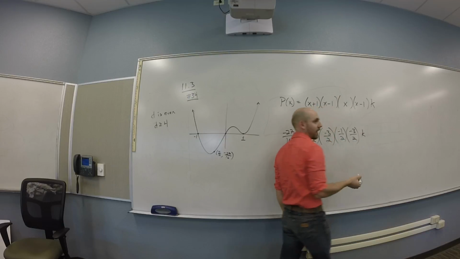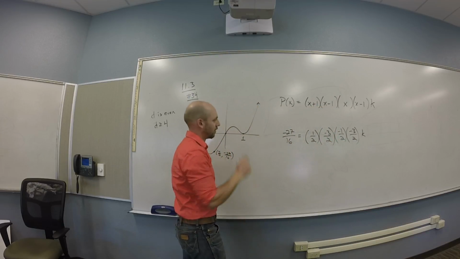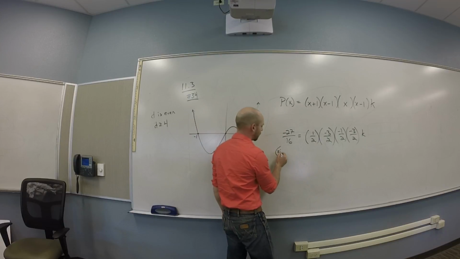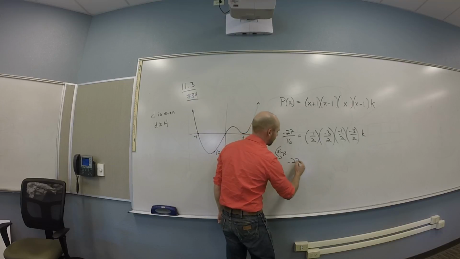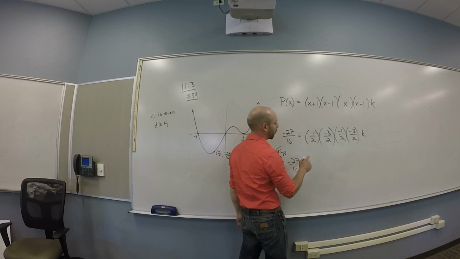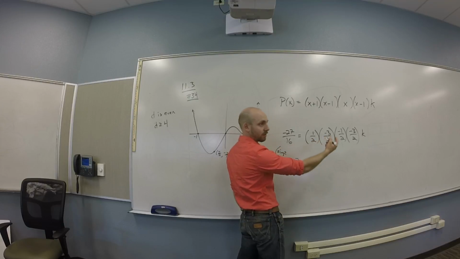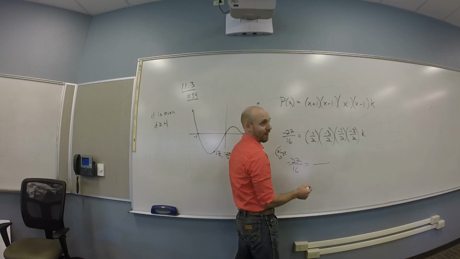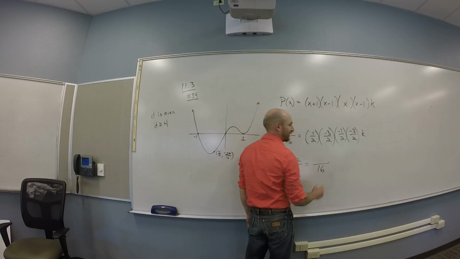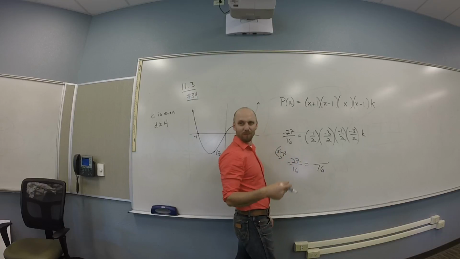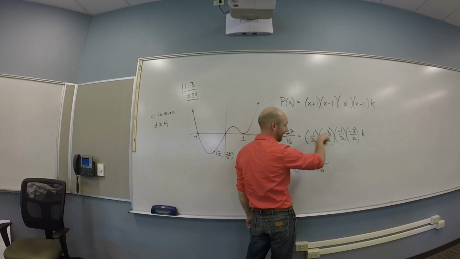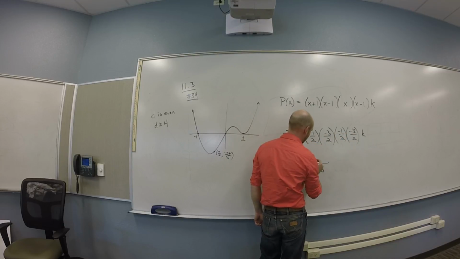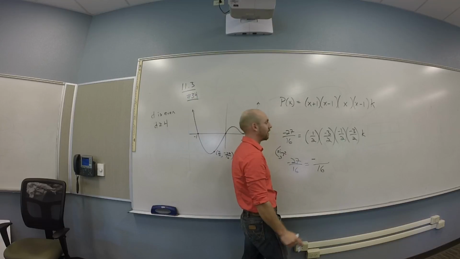And that constant k. Okay, let me just simplify a little bit. So I got minus 27 over 16 has to equal, on the bottom, a bunch of 2's, which when you multiply them together make 16. There's 4 of them. On the top there's minus, minus, minus, which makes a minus, and 9k.